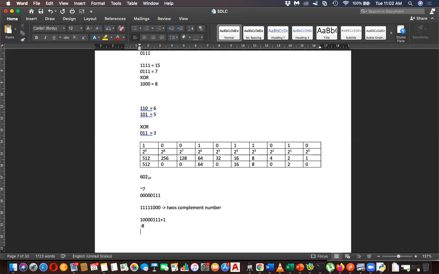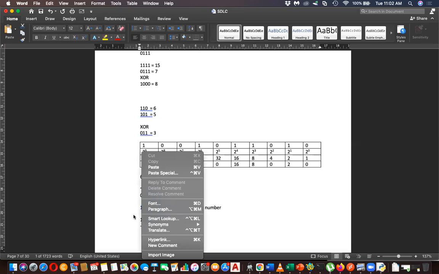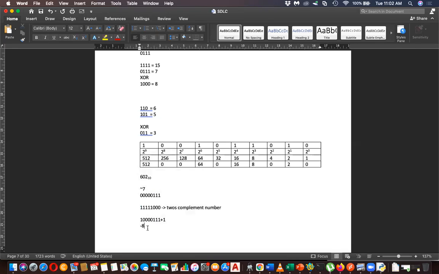So if you know the 2's complement concept, you can understand what's happening. When you ask to invert, it does not consider the sign. It will invert. But after inverting, the computer will think of it as a 2's complement number, so the computer will display it to us by inverting and adding 1 with the negative sign. That's why it has become minus 8.